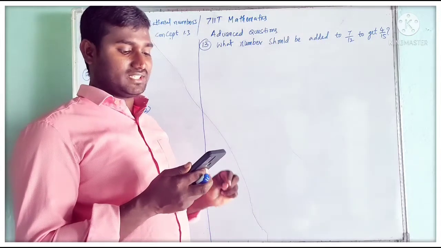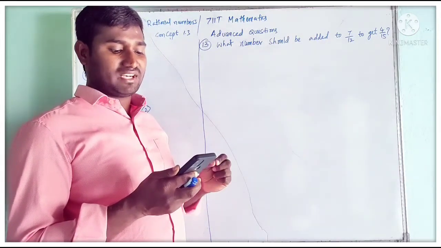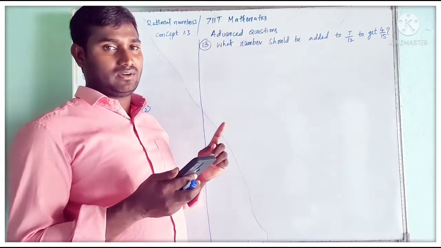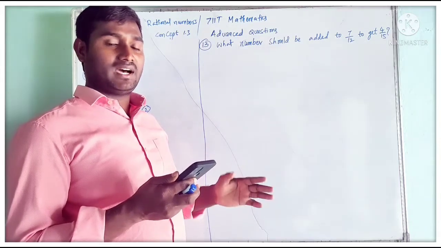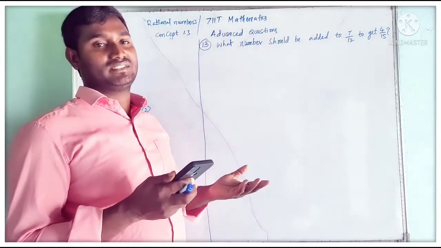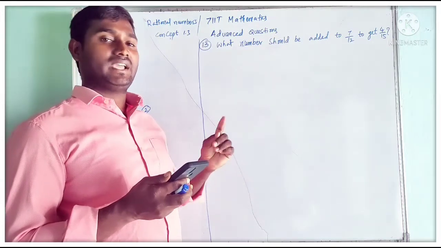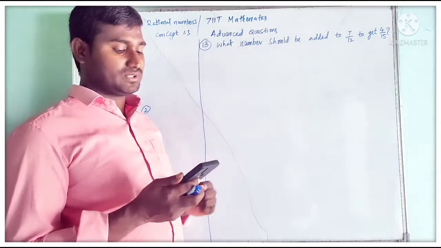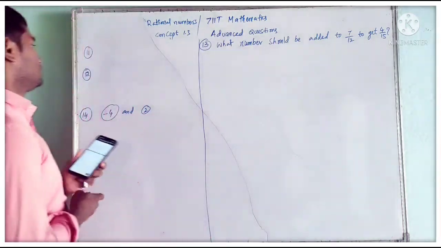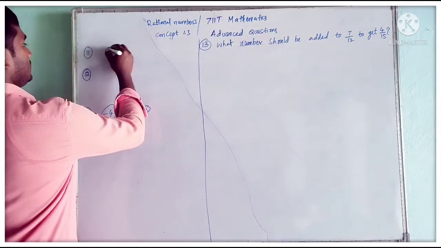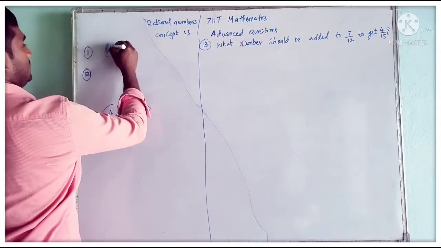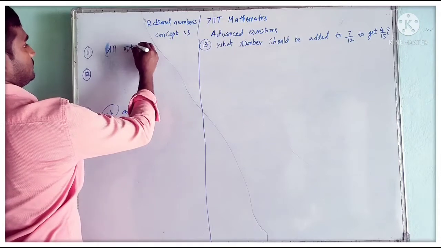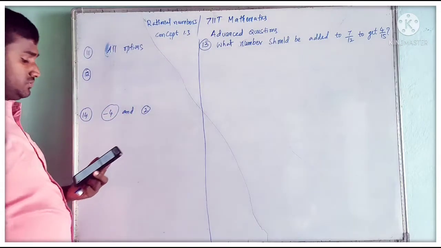For each rational number x, exactly one of the following is true: x less than 0, or x equal to 0, or x greater than 0. Any rational number can satisfy one of these conditions. So option 4 is also correct. For the 11th question, all options are correct.